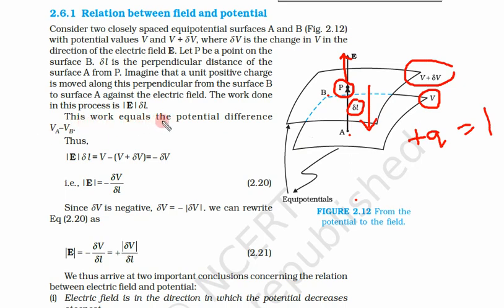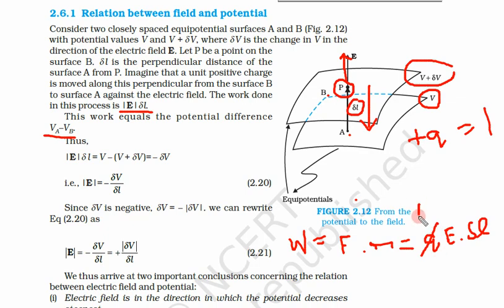This work equals the potential difference, VA minus VB. So why are they saying that the work done in this process is EDL? Because work done, you know, is force into distance. Force is QE, distance is delta L, and Q is already 1. So Q is 1. So this is simply EDL.